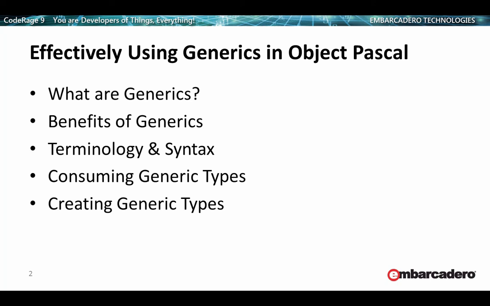We need to understand exactly what generics are, what role they play, what benefit they give us to our source code, and more specifically, what do they look like? What's the terminology? How do we name these? How do we identify the syntax so that we can understand exactly what we're looking at when we look at the various code segments? Of course, then we'll follow it with a good long example of consuming various generic types.